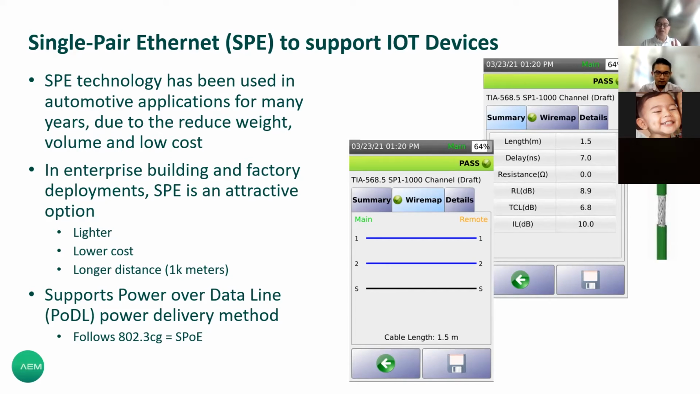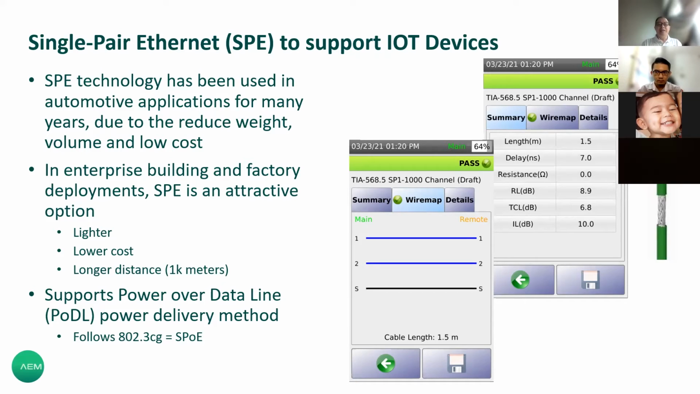It's not just for the IoT devices. Single pair Ethernet is also very commonly used in the automotive industry. As you can see, most cars now are so-called intelligent. They have lots of sensors for your safety, for your comfort. Inside, there is a lot of single pair Ethernet cable that connects up to the sensors.